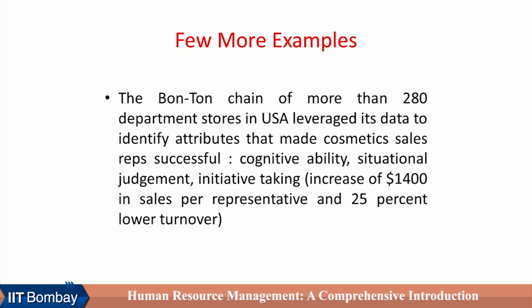This is the result of a thorough analysis of the data, which is now possible with the availability of many softwares related to analytics. So, they calculated that there is an increase of $1,400 in sales per representative per month and 25% lower turnover if they focus more on these three things. So, we have looked at some of these examples where strategic concerns or strategic objectives or strategic thinking of the organization was beautifully converged or integrated with the HR function.